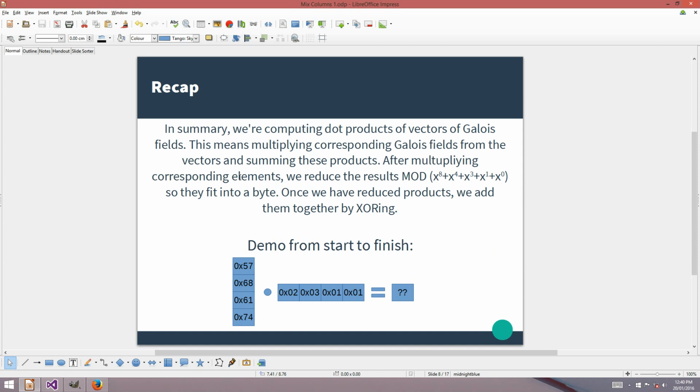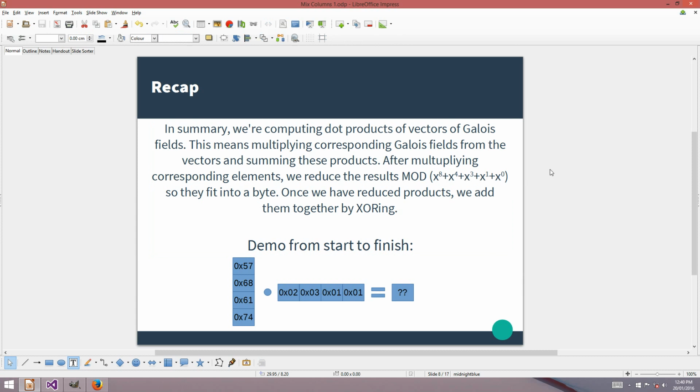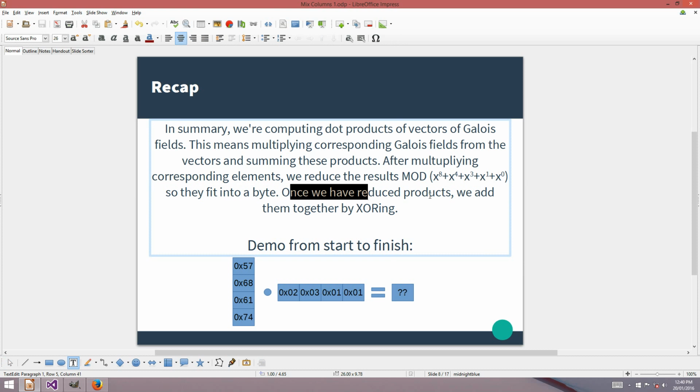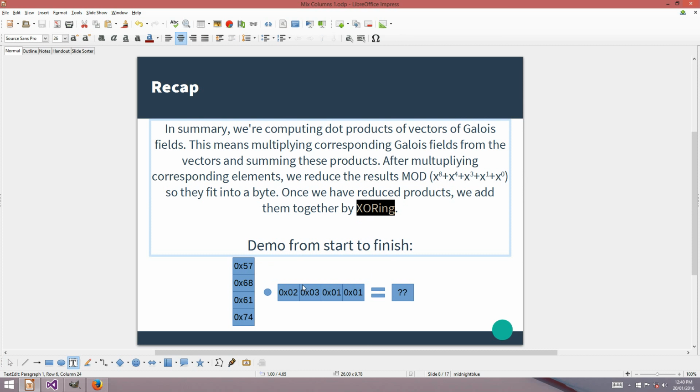After you multiply corresponding elements, we're reducing modulo this specially selected polynomial just here to make sure that our answer fits into a byte. And once we've reduced the products, we can add them by XORing. Since we're making a dot product here, we want to add all of the products together. And instead of doing normal addition, we want XOR, since we're working with Galois fields and it's mod 2.